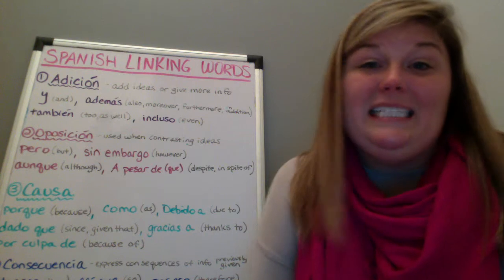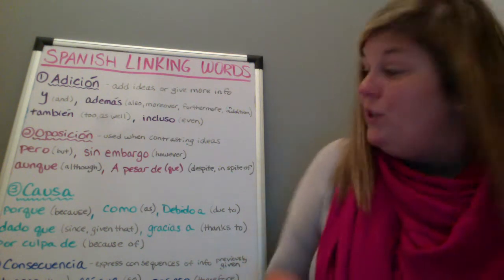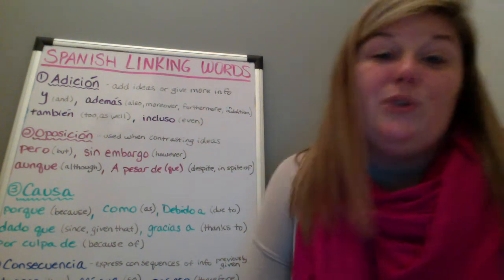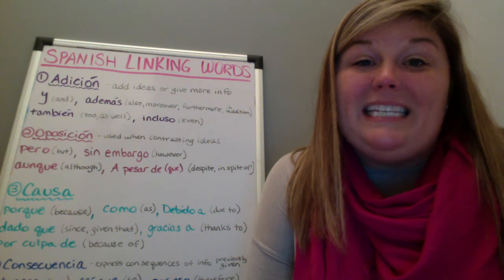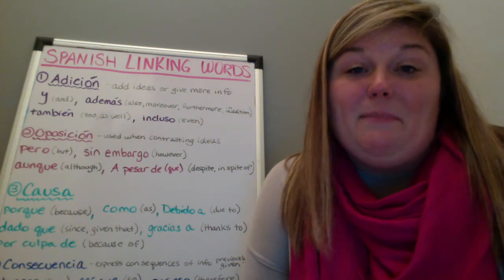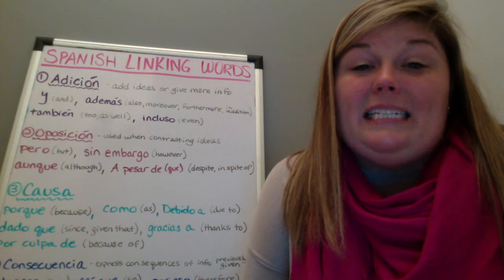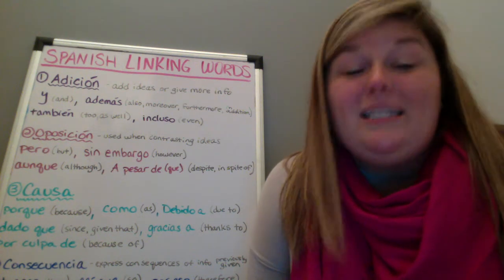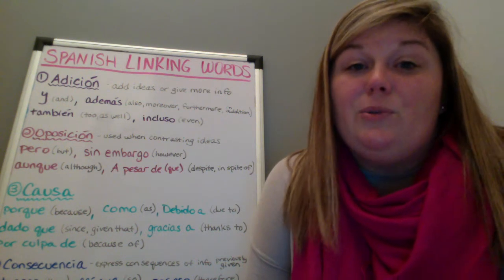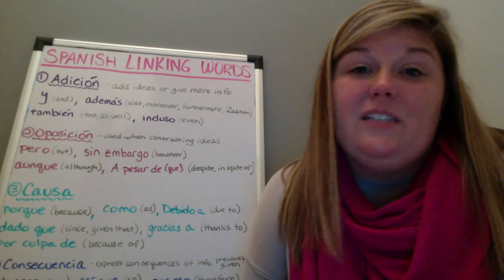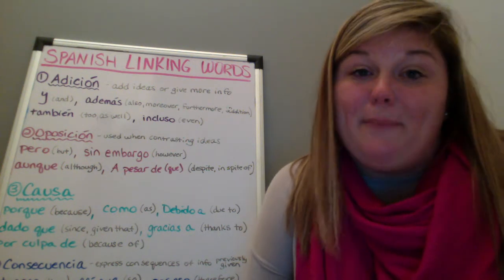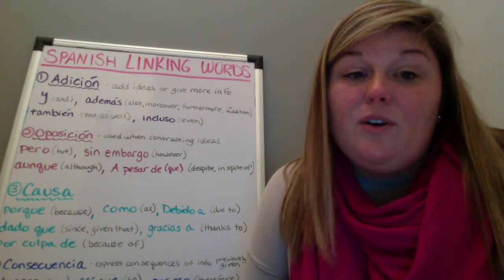All right, the last linking word of adición is incluso, and incluso means even. So an example of this is, estaba toda su familia, incluso sus abuelos. All his family was there, even his grandparents. So incluso means even.